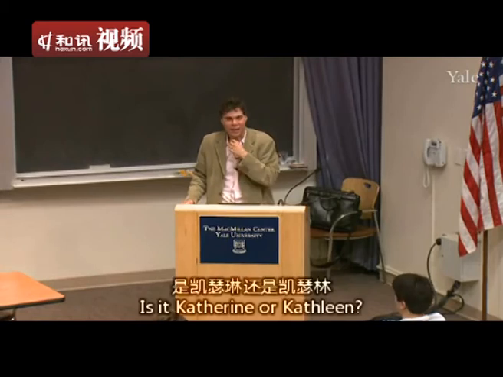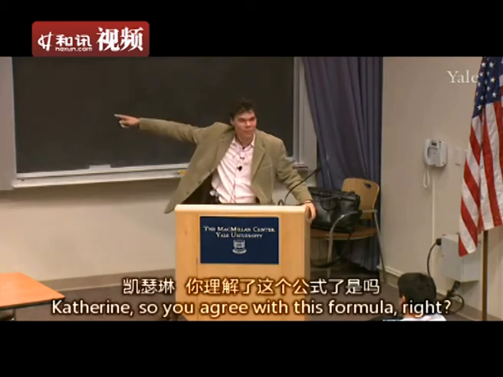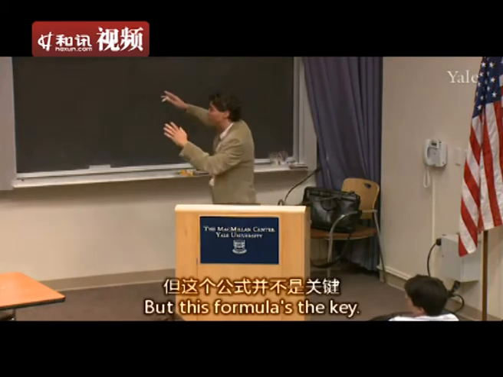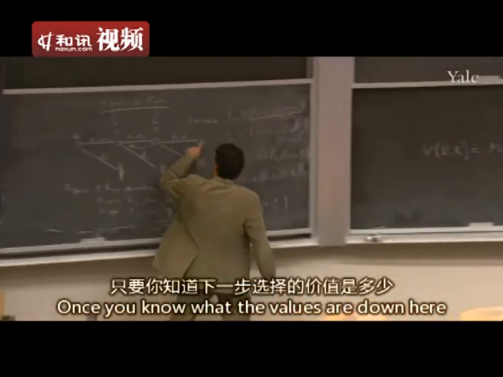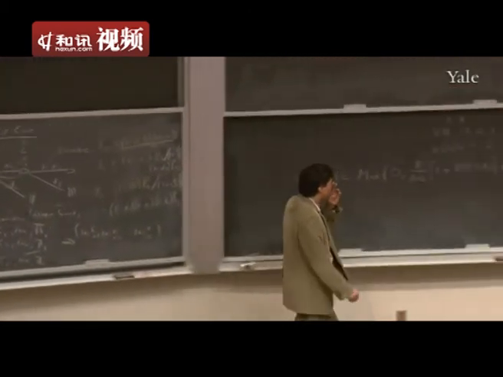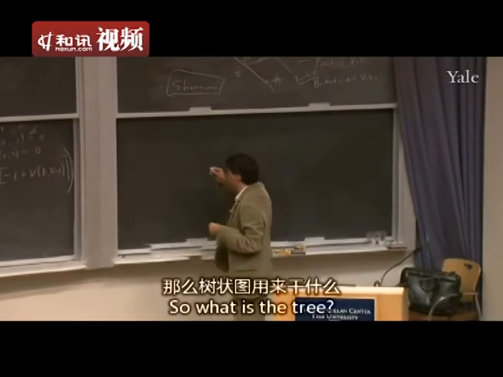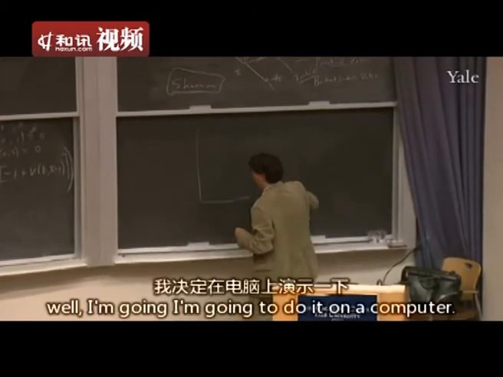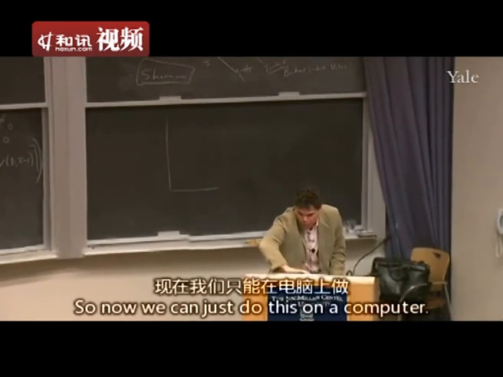Catherine, you agree with this formula, right? Okay, but this formula is the key. It's just like our tree. Once you know what the values are down here, you can always go backwards and figure out the value here. So what is the tree? I'm going to draw it on a computer. So now we can just do this on a computer.